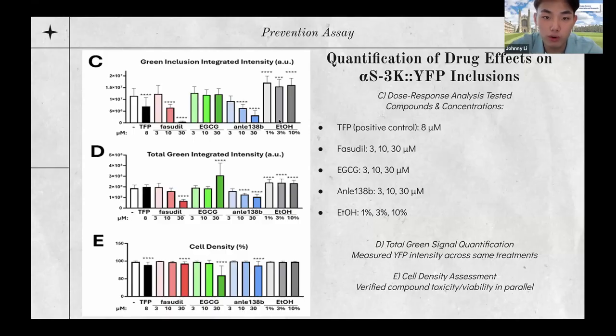When measuring total green fluorescence as a proxy for alpha-synuclein protein levels, as you can see, both Fasudil and Anle138b at 30 micromolar significantly reduced protein levels. EGCG, by contrast, increased total signal. In terms of cell density and cell viability, 30 micromolar Fasudil and Anle138b both showed mild toxicity, but as you can see, 30 micromolar EGCG resulted in a clear cell loss.